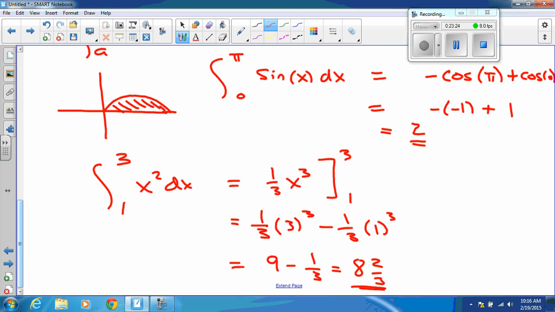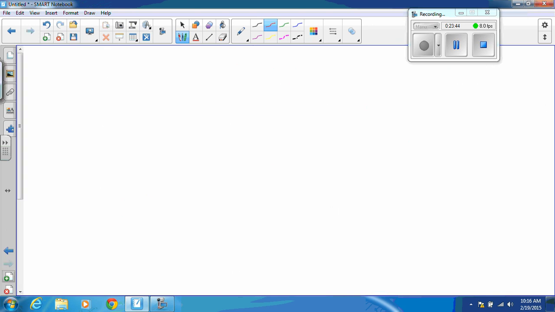If you have a calculator available to you, your calculator is probably more efficient for these, because not every function has an antiderivative that we can find. Every continuous function has an antiderivative. It's the integral from a to x of that function. But not for every one can we find a formula.